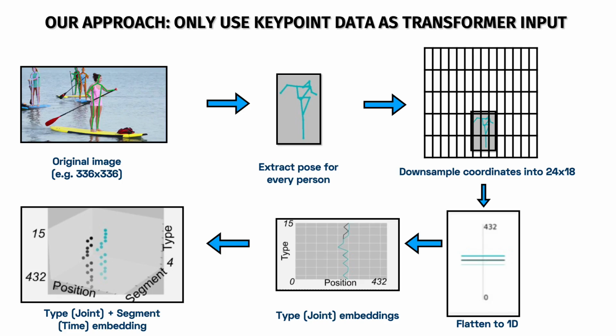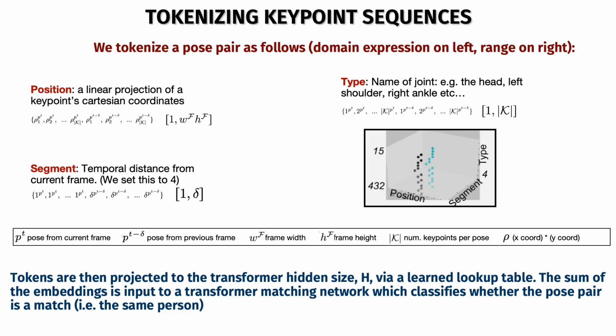So this figure shows how an original image is transformed into tokenized information. We take this tokenized information, and this slide shows us how it is obtained more formally.